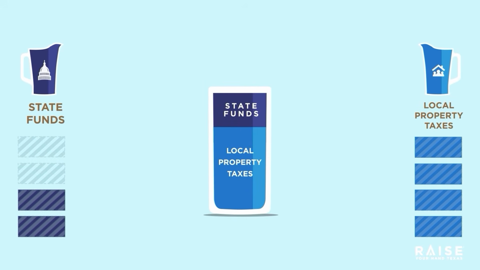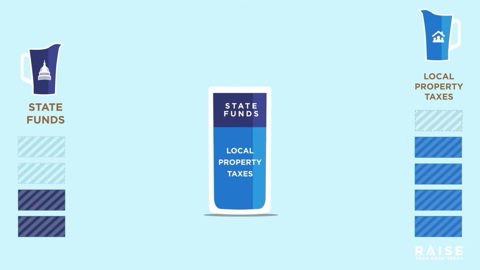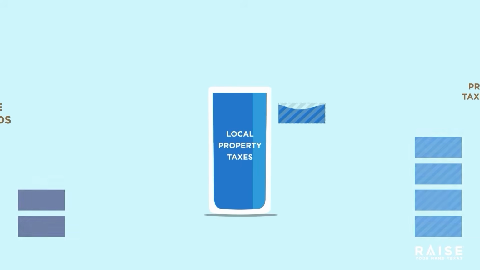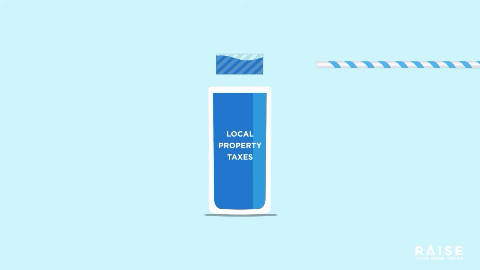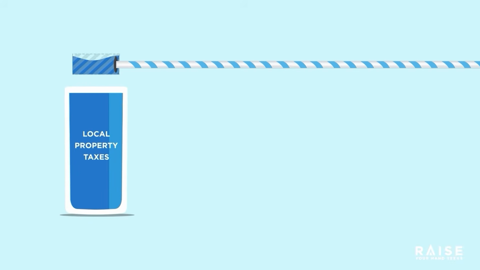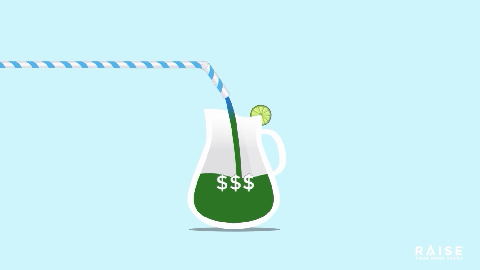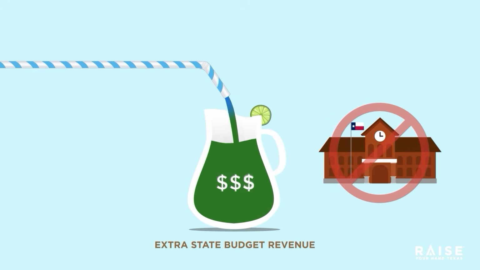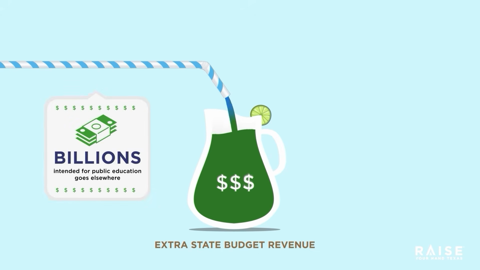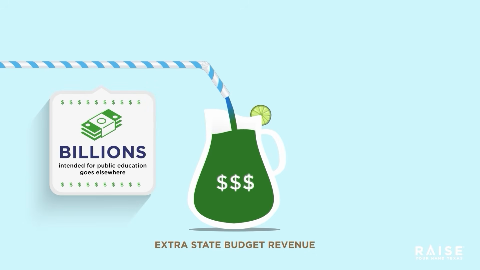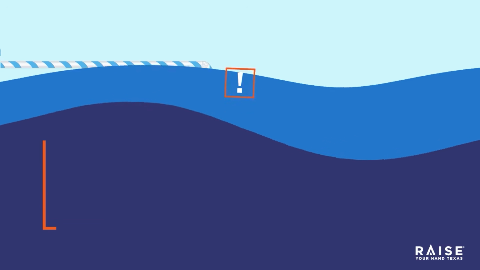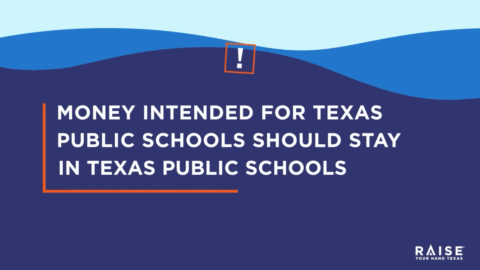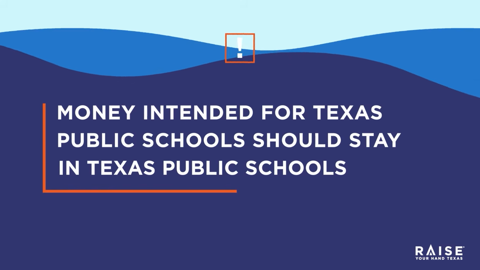But what happens if school district revenue generated by local property taxes is able to fill the whole glass? More water is poured than the glass size can hold. The state collects those overflowing funds in a separate water pitcher that holds general revenues for the state. So, when a school district's property tax revenues go up, those dollars are not always reinvested back into our schools. Instead, the state uses its newfound billions to pay for other items in the state budget, or simply holds on to the extra revenue. That doesn't seem right. Money intended for Texas public schools should stay in Texas public schools.